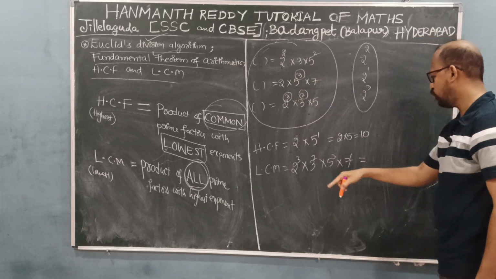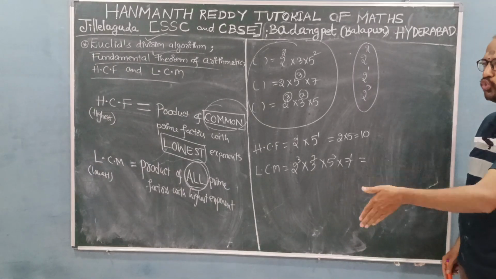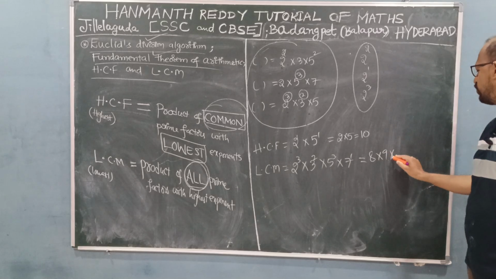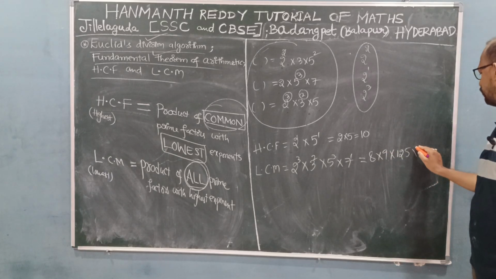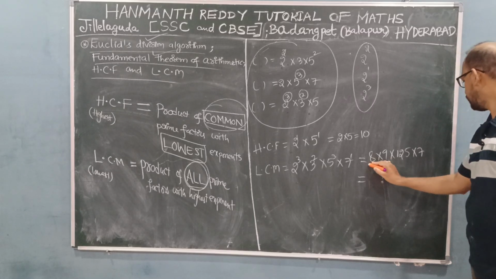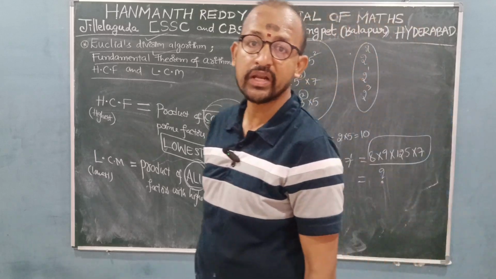Now write down 2 repeated 3 times. 2 cube means 2 into 2 into 2, which is 8. 3 into 3 is 9. 5 into 5 into 5 is 125, and 7 power 1. What is the answer? You write it. Multiply all this and that is our LCM. I hope this is very clear for you.